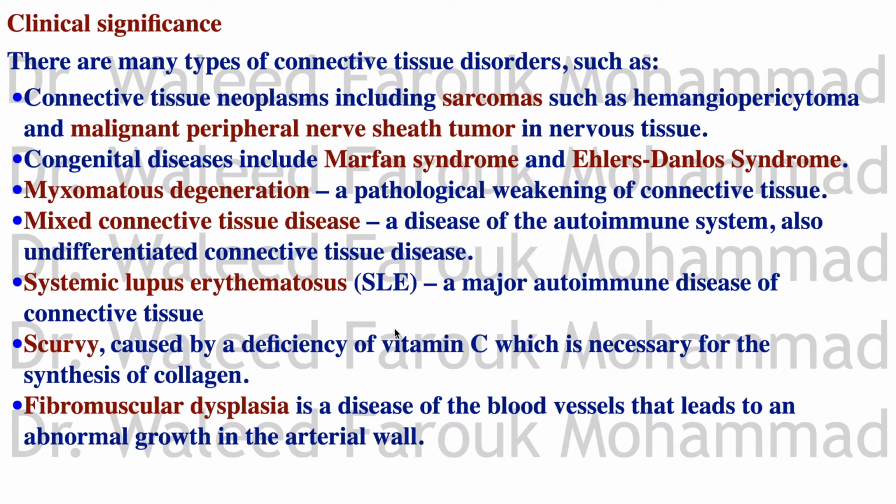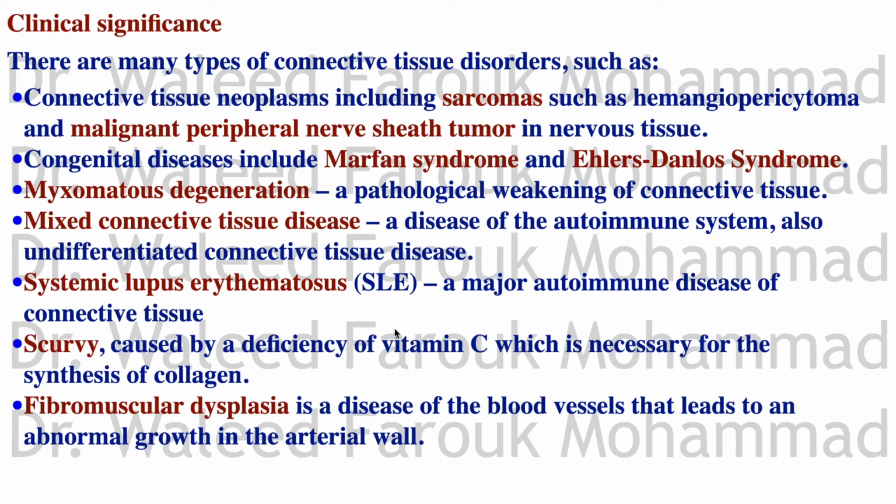The clinical significance: some of the diseases that affect connective tissue, like neoplasms, for example, include sarcomas. We studied in the epithelial tissue that they are called carcinomas. A malignant peripheral nerve sheath tumor is an example. Congenital diseases such as Marfan syndrome and Ehlers-Danlos syndrome also affect connective tissue. Myxomatous degeneration is a weakening of connective tissue.